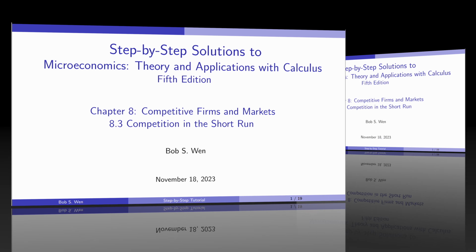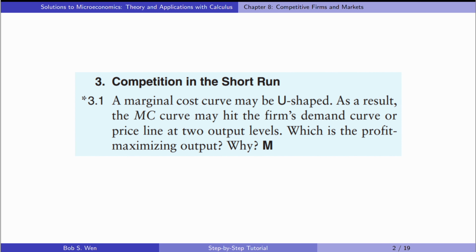Let's solve exercise 3.1. A marginal cost curve may be U-shaped. As a result, the marginal cost curve may hit the firm's demand curve or price line at 2 output levels, which is the profit maximizing output, Y.